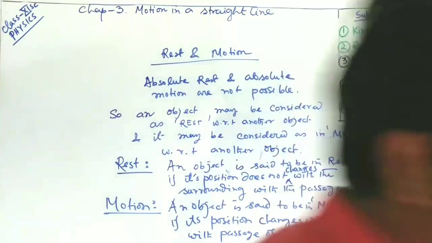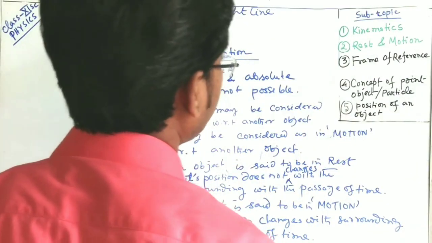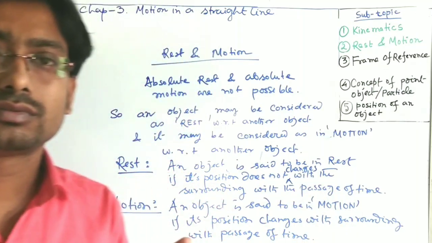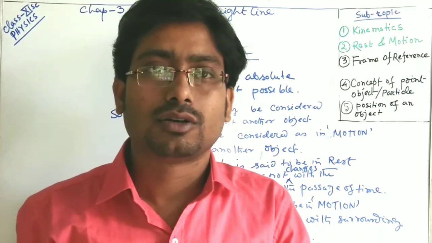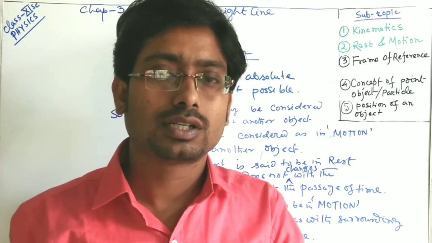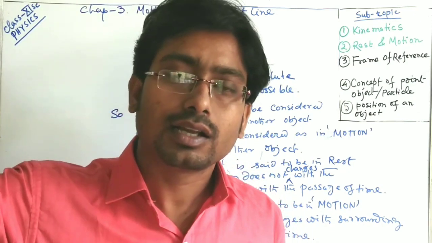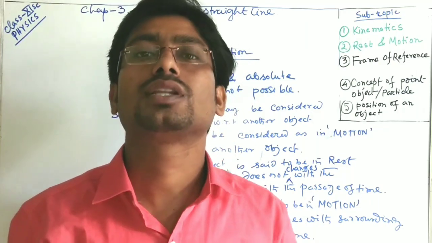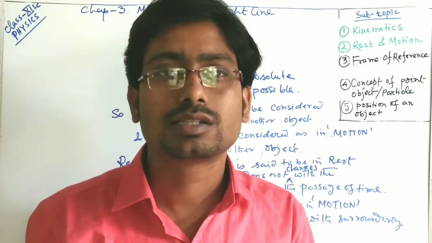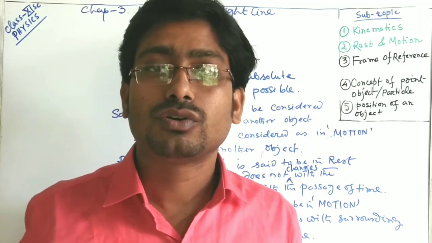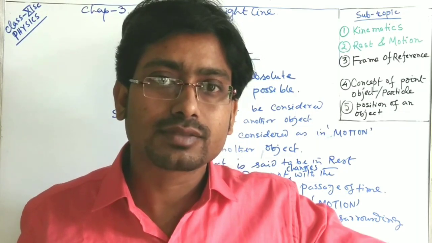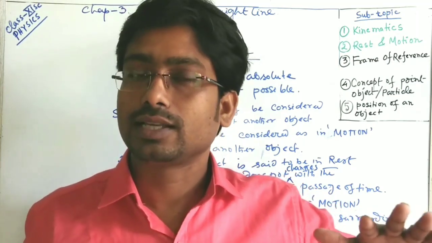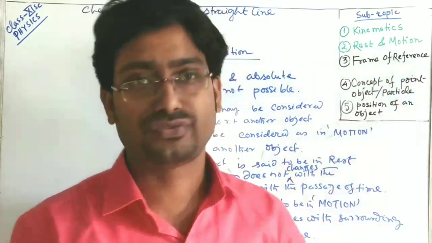Now we'll go to the third topic, that is frame of reference. I have told you, I'm standing here, one can say my state of motion is rest, and another person who is far away from the earth can also describe my state of motion as moving. So it depends upon the place from which the observer is observing and measuring. That's why that place is known as the frame of reference.